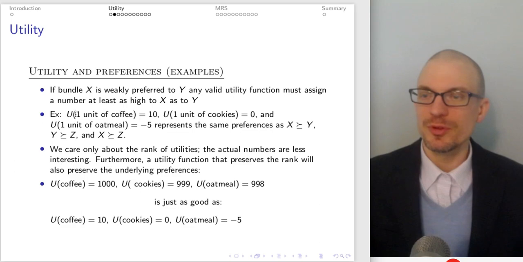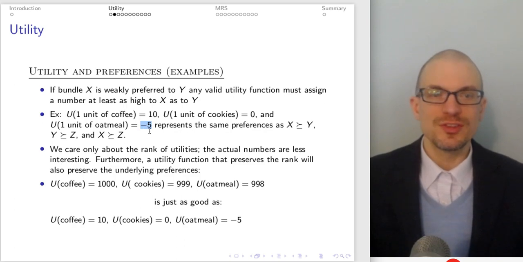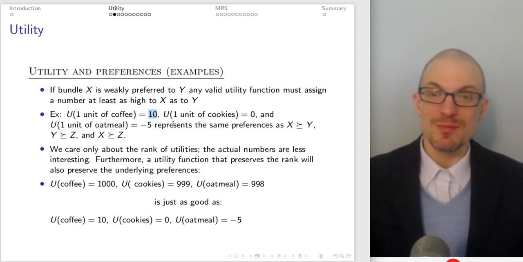So here's my example. Suppose, talking about 1 unit of coffee, my utility is 10, 1 unit of cookies, my utility is 0, and 1 unit of oatmeal, my utility is -5. All I can see as a result of this is that I prefer 1 unit of coffee more than 1 unit of cookies, more than 1 unit of oatmeal, and I prefer coffee to oatmeal. I can't say something about the relative magnitude. I can't say something like, I like coffee way more than I hate oatmeal. No, that's not how that works.